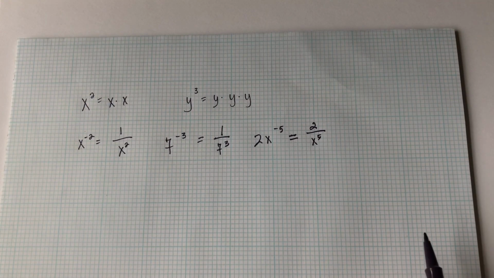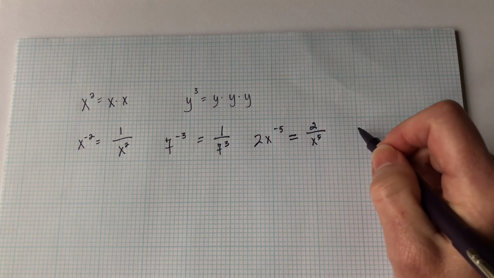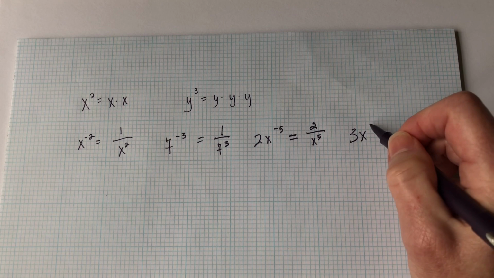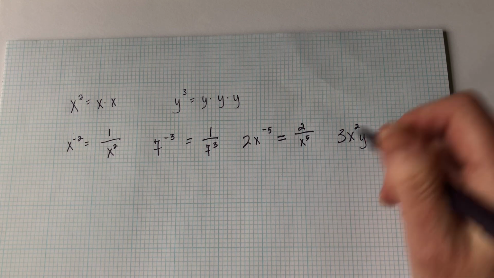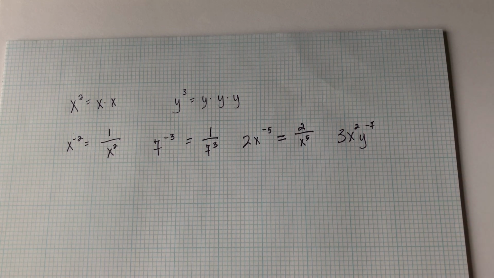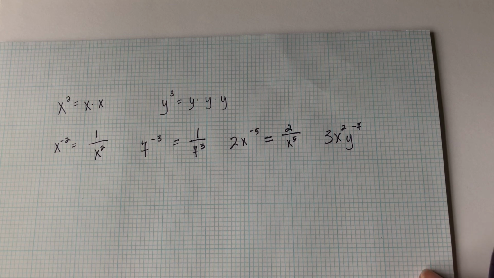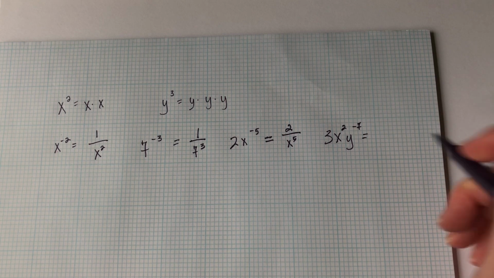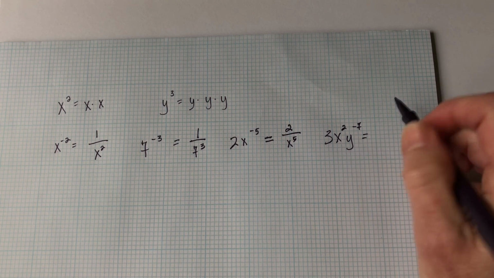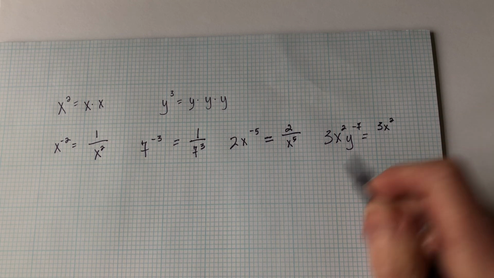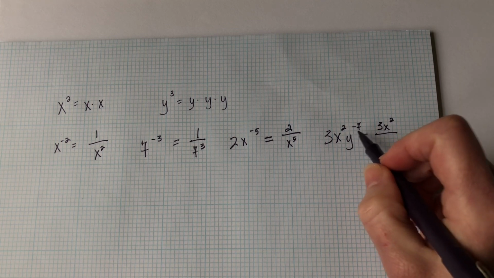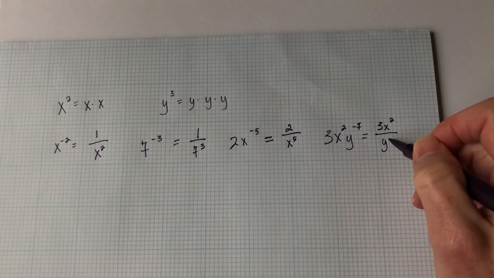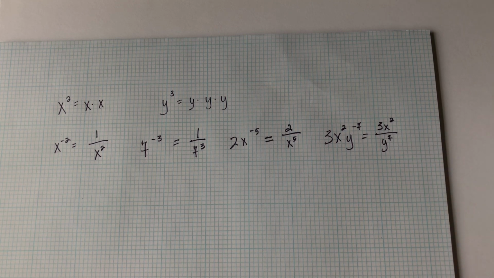So why don't you try this one? 3x squared y to the negative 7th. So I invite you to pause the video and give that a try. Okay, so in that case, what we do is notice the 3x squared. That's all positive exponents, so that goes in the numerator. And then this y to the negative 7th, well, we're going to move that to the denominator, and it becomes y to the positive 7th.